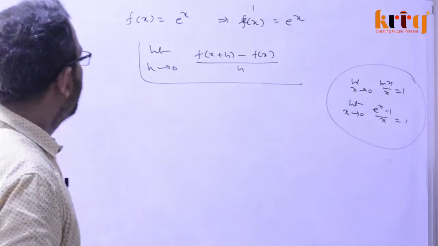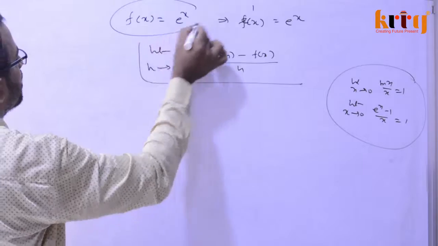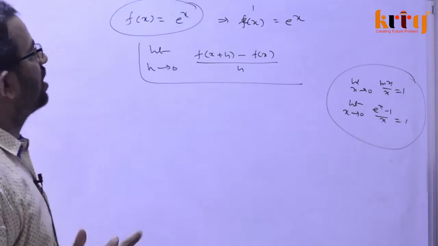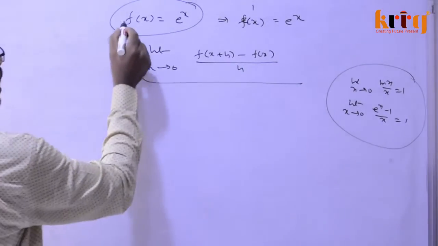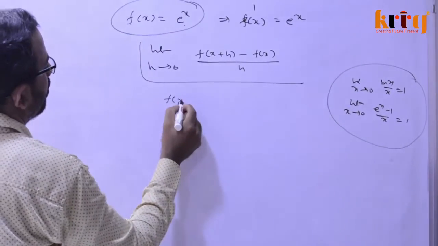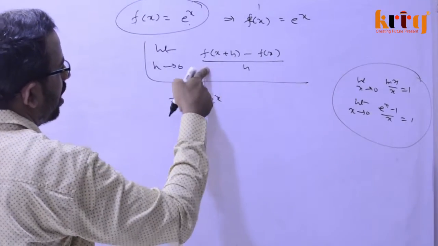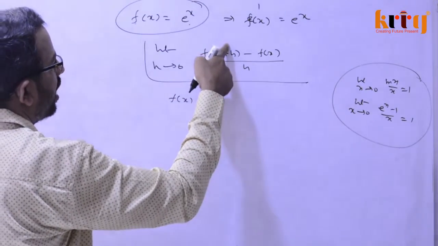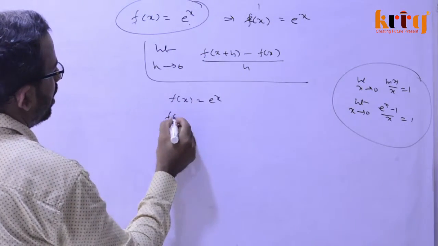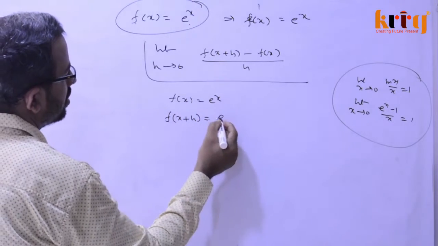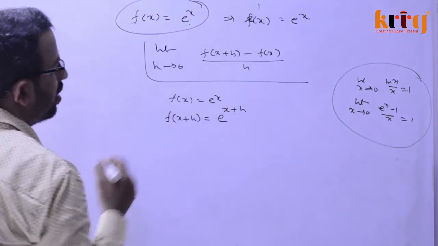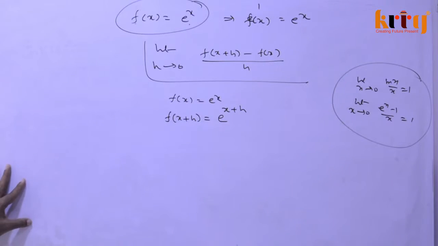But anyway, we have f of x is e power x, so we are going to find the differentiation of e power x by using this first principle. So we have f of x, but according to the formula, we want f of x plus h. F of x plus h is nothing but, in place of x we got x plus h, so we can write e power x plus h.